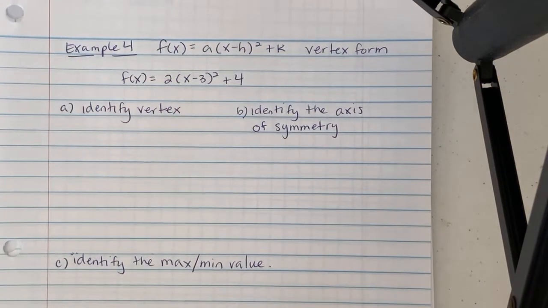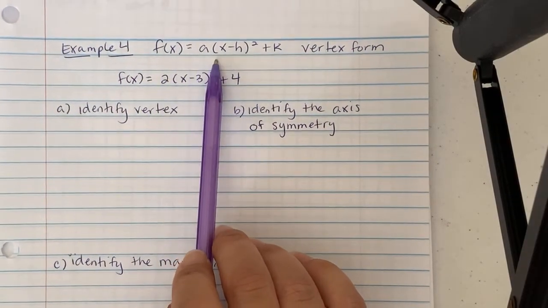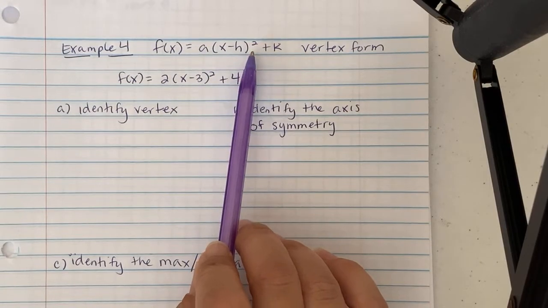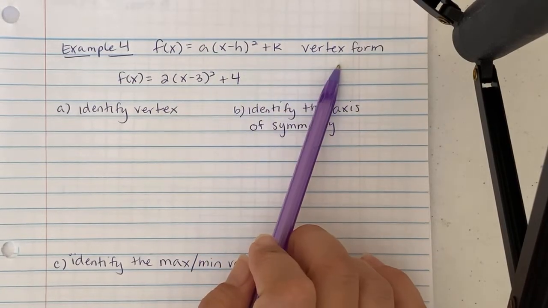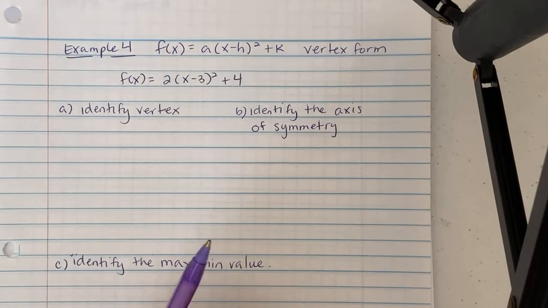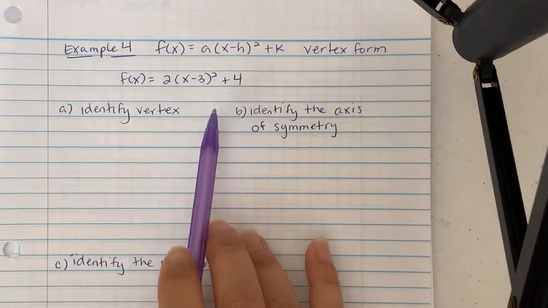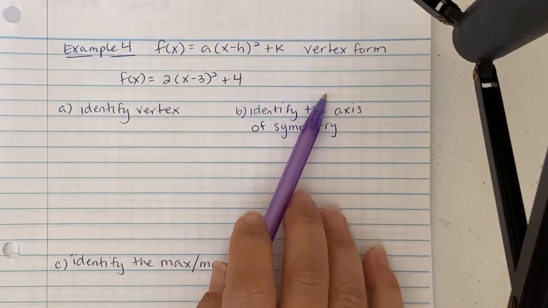You're probably wondering why we did the first 3 examples. That leads us to example 4, where it's f of x equal to a parentheses x minus h closed squared plus k. This is the vertex form. So example 1 started with a vertical shift. Example 2 started with a horizontal shift. And example 3 required us to have an a value. Now we're tying it all together to get to the vertex form.